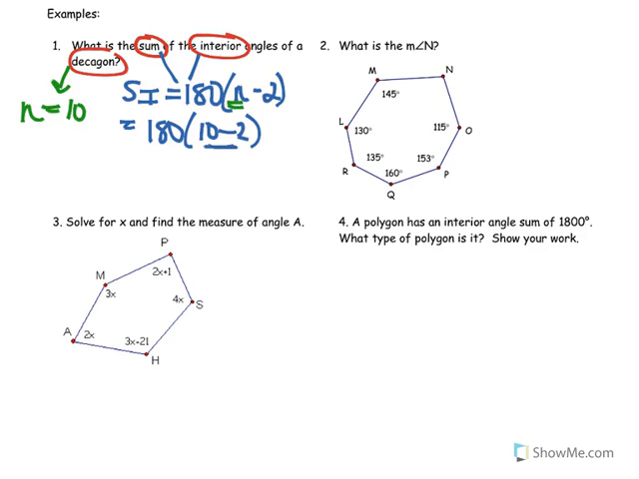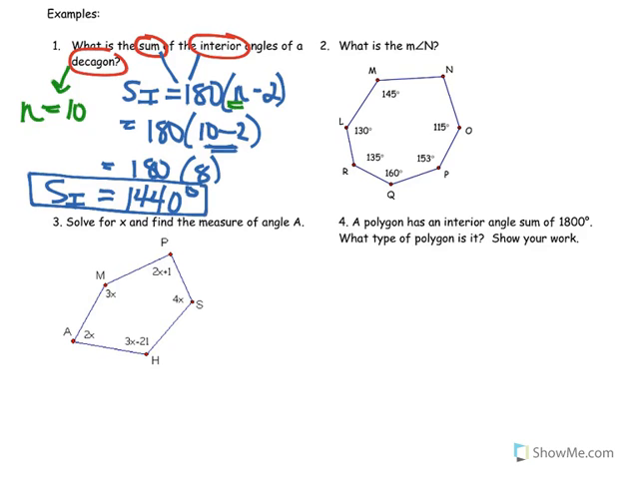Well, 10 minus 2, that's 8. 180 times 8. You might need a calculator for this. I do. 180 times 8 is 1,440. So the sum of the interior angles is 1,440 degrees. Let's look at example 2.